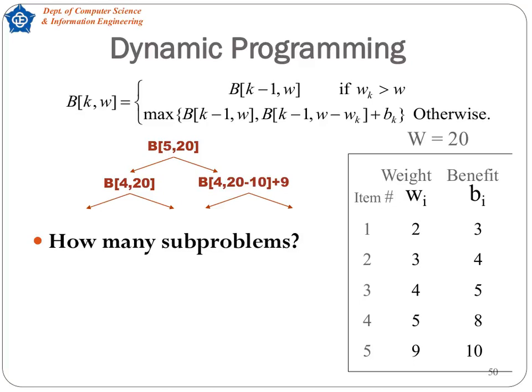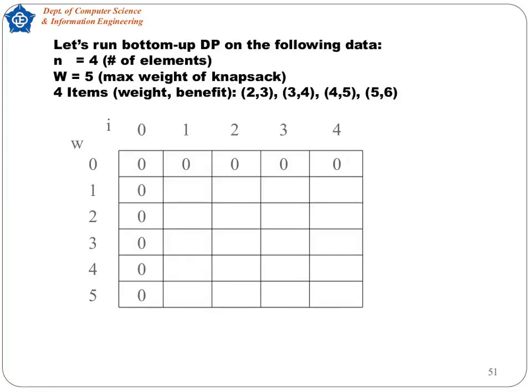On the right is our DP table setup. The total capacity W is 20, and we have 5 items with weights 2, 3, 4, 5, 9, and benefits 3, 4, 5, 8, 10. By filling in a DP table instead of recomputing subproblems, we guarantee that each K-W pair is solved just once. Since K runs from 0 to 5 and W from 0 to 20, that's 6 times 21 equals 126 distinct subproblems in all.